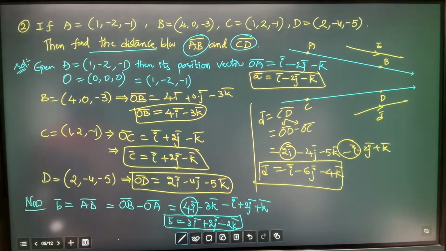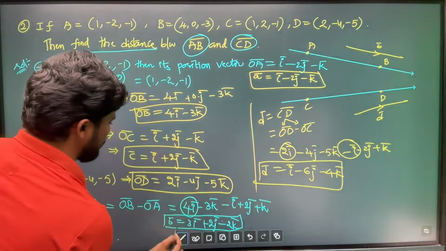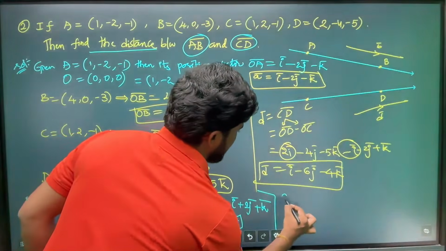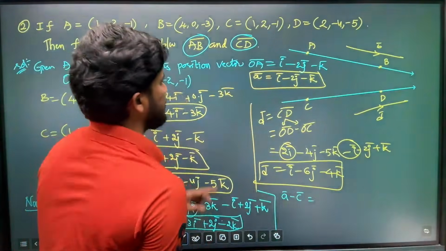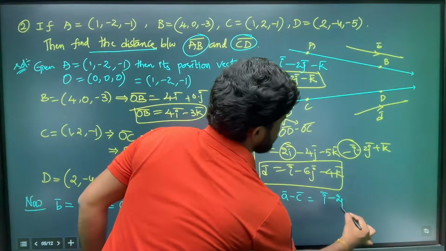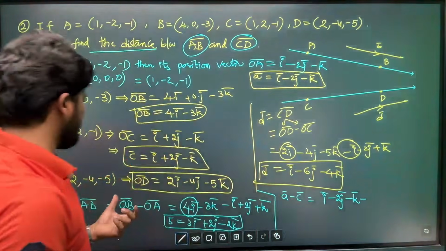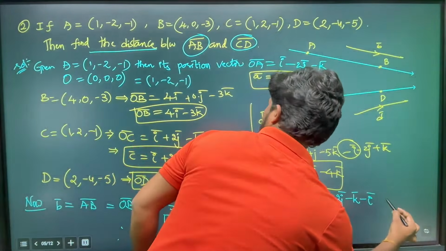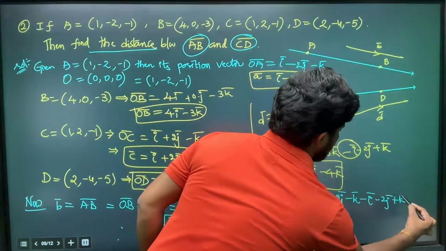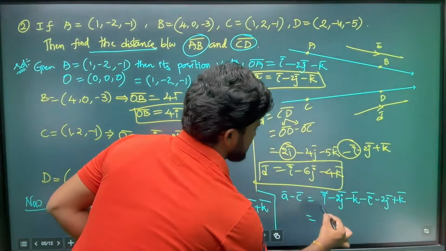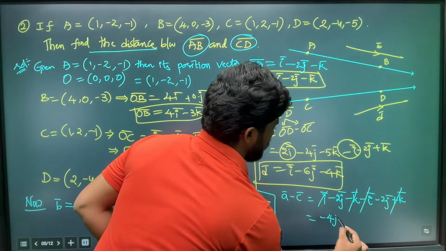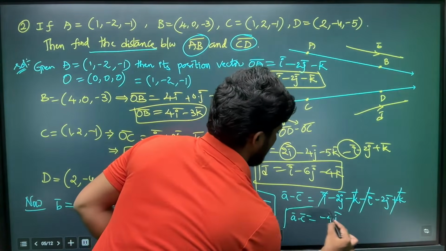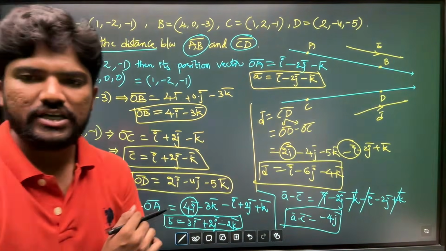Now we have to take that condition. What is that condition? We have to find a bar minus c bar. In the formula of shortest distance we have a bar minus c bar. So find the a bar minus c bar value: i bar minus 2j bar minus k bar, minus the c bar value multiplied directly, minus i bar minus 2j bar minus into minus plus k bar. So plus i bar minus i bar cancel, plus k bar minus k bar cancel, minus 2j minus 2j is minus 4j. This is a bar minus c bar. The a bar minus c bar value is minus 4j bar.